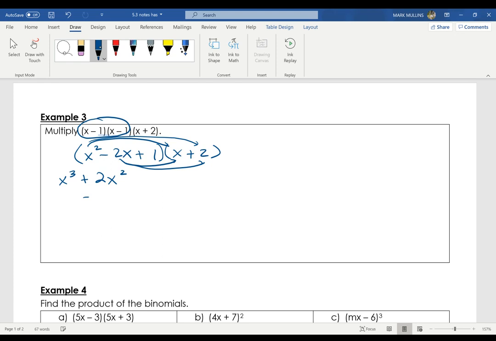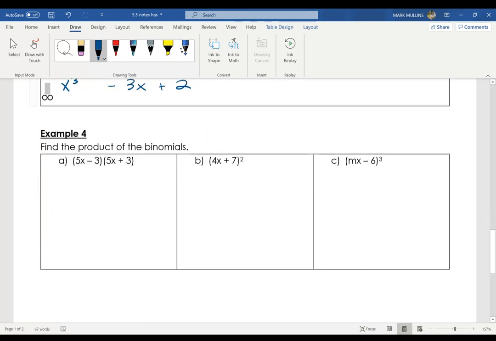So negative 2x squared minus 4x. And then last I distribute the 1 times x, 1 times 2. And so I'm going to go down a third level, plus x plus 2. And now I can add them all in columns again. So I have x cubed. My x squareds cancel completely. Negative 4x plus x is going to be a minus 3x, and then plus 2. So I've got my final answer.